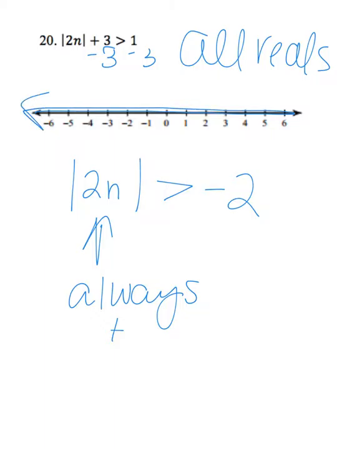Now, if it's less than a negative number here, if this were flipped, it would be no solution because a positive number cannot be less than a negative number. That never works. Positive numbers are always greater than negative numbers.